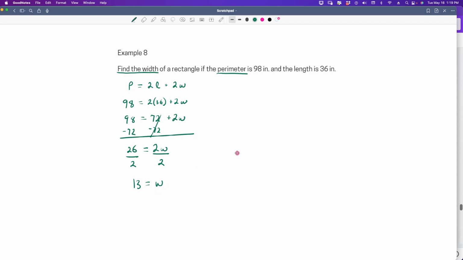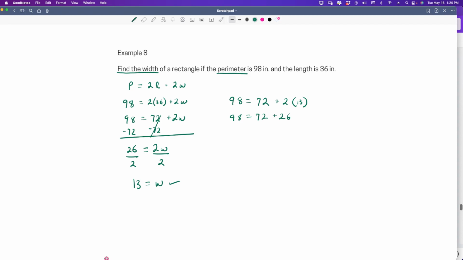So we can double check that by putting it back into our original equation. We're going to start here. 98 is equal to 2 times 36 is 72 plus 2 times 13. So 98 is equal to 72 plus 26, and we know that those two added together does indeed make 98. So the width is 13 inches.